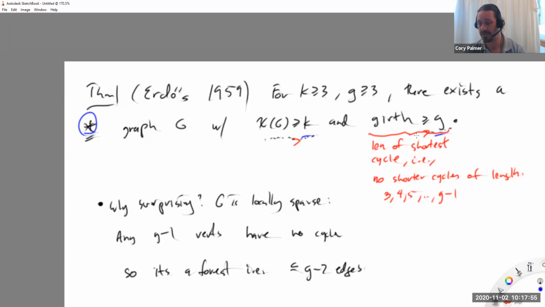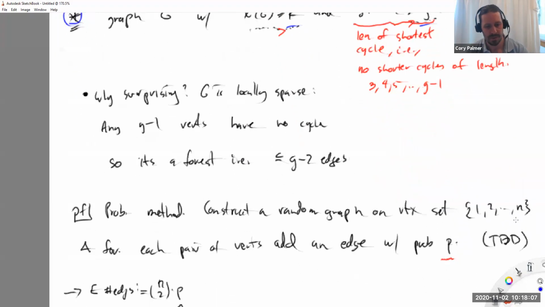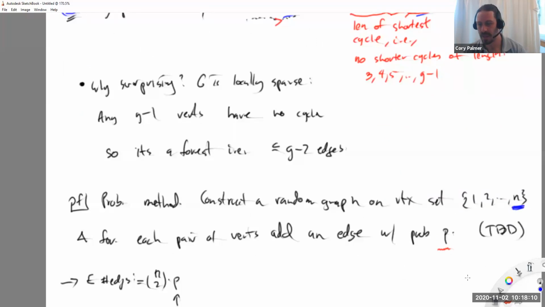I don't care about how many vertices. If to get chromatic number 10 and girth 12, I need 10 billion or 10 to the 10 vertices or whatever, that's not a problem. We allow that. Keep in mind that n, the number of vertices, is like a variable. We're going to allow it to get larger and larger to make things work the way we want them to. And at the end, we'll just pick whatever n worked for all of them.